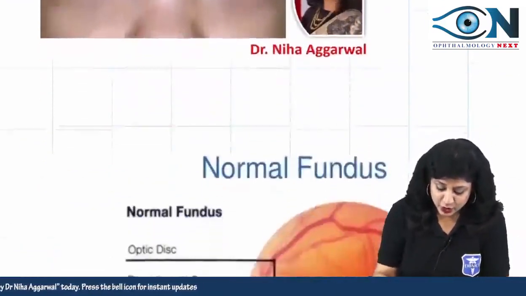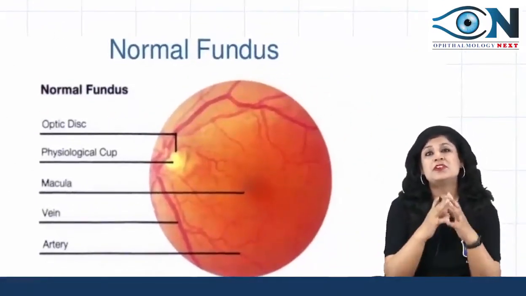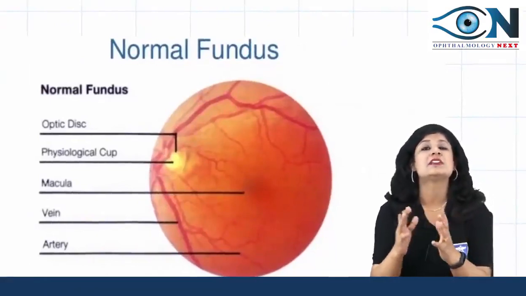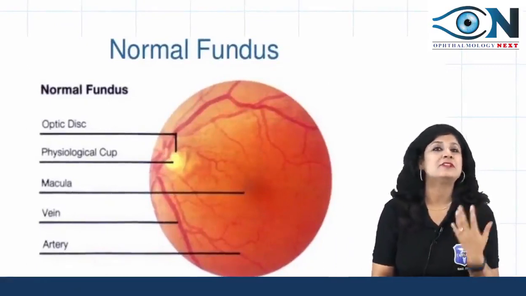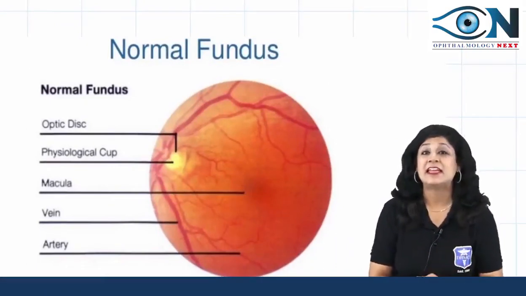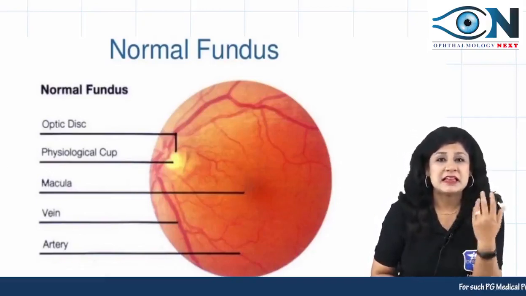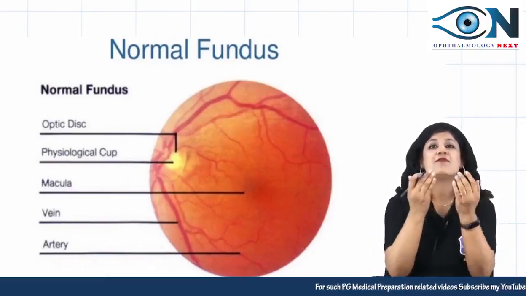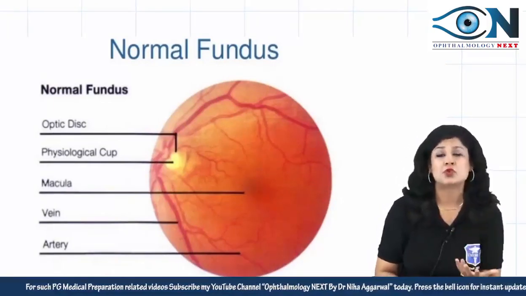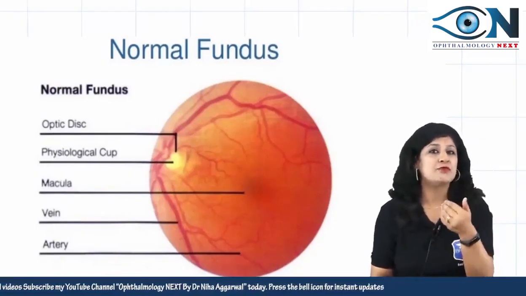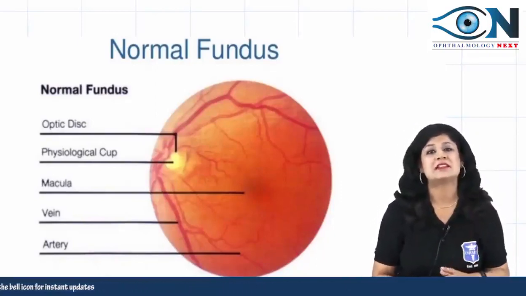All right. So before knowing the pathologies, first we will try to find out what is the normal fundus. And even before, I will tell you what is fundus, because so many times I get this message asking what is actually this fundus. So fundus is nothing but just the view of the retina that you view through the ophthalmoscope. When you are having a view of the posterior segment, that part of the retina that you are seeing is actually your fundus.